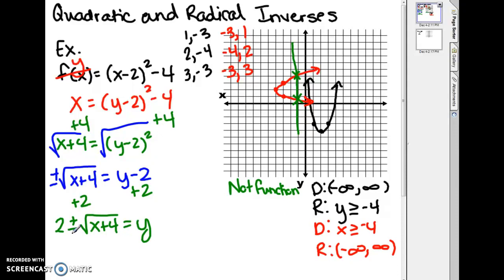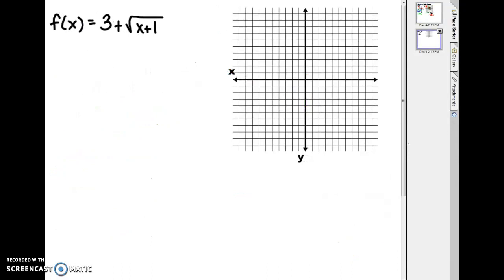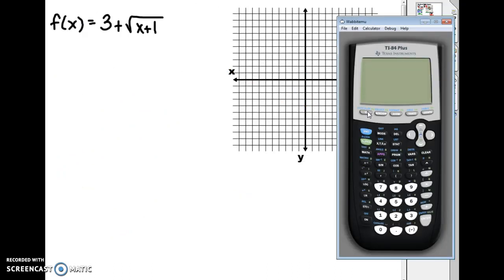Okay, I'm going to do one more. I'm going to do this one. So first thing I'm going to do is just graph it. So y equal.